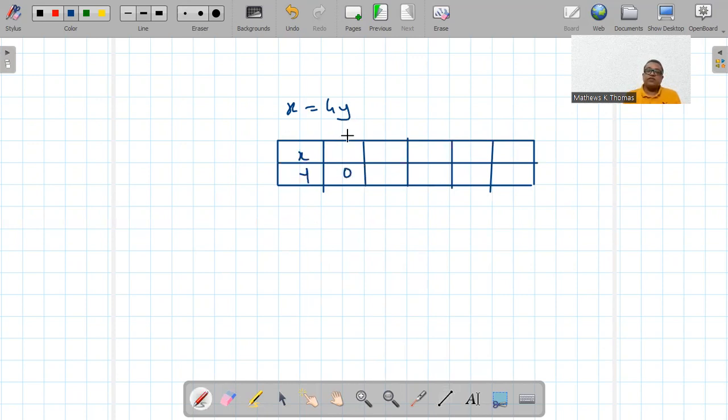So if I am putting y as 0, 4 into 0 is 0, so x is 0. If I'm putting y as 1, then 4 into 1 is 4. If I'm putting y as 2, then what will happen? I'll multiply 4 and 2. I'm going to get 8. If I'm putting y as 3, then 4 into 3 is 12. So very simple, just keep on putting the value of y. Whatever is the value of y, multiply by 4, you will keep getting x. You could have also taken negative values, like y is minus 1. So 4 into minus 1, you will get minus 4. So this is a simple way to do this. Just keep on substituting on the RHS and you will get the LHS, right?